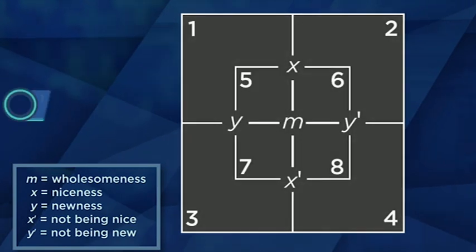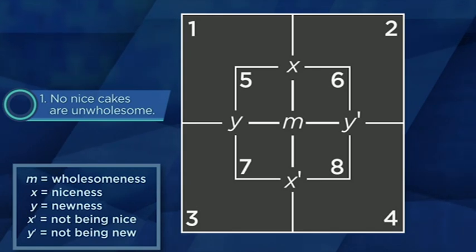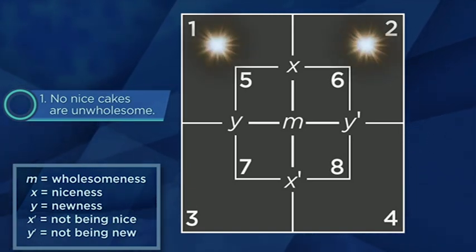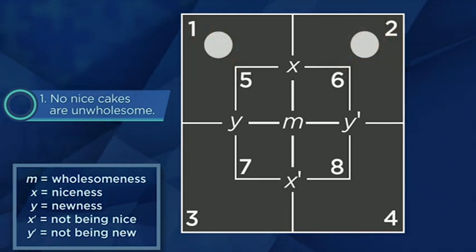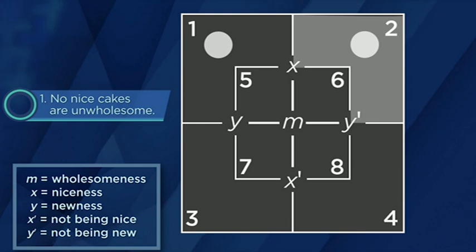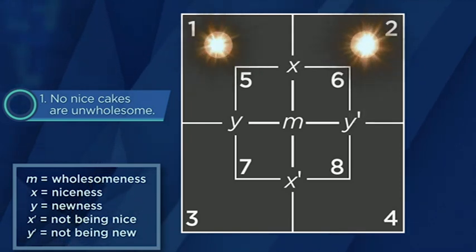Now let's revisit the first statement, 1, no nice cakes are unwholesome. Nice cakes live above the horizontal line. Unwholesome cakes live outside the small square. The regions answering to both descriptions are numbers 1 and 2, and the statement tells us those regions are empty. We'll represent this fact by placing gray counters in those regions like this. So, to review, nice cakes are found in the regions above the central horizontal line. Unwholesome cakes are found outside the central square. We use gray counters to indicate that a region is empty. Thus, if no nice cakes are unwholesome, it must be that regions 1 and 2 have nothing in them, and we place gray counters in those regions to represent that fact.